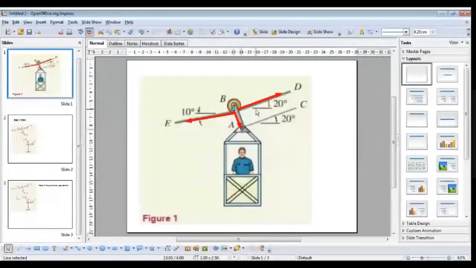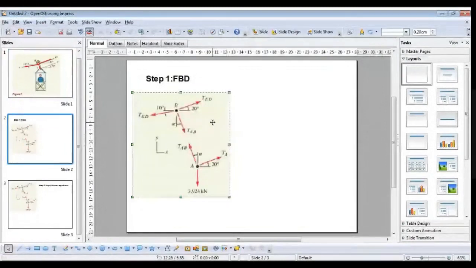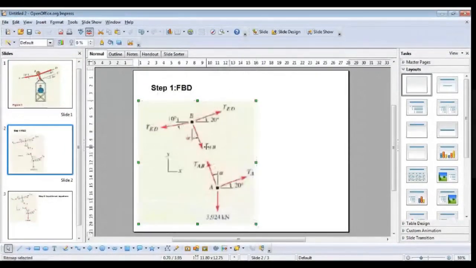The force FBD makes an angle of 20 degrees with the horizontal. The force FBE makes an angle of 10 degrees with the horizontal. And the force FAB, we don't know what angle it makes with the horizontal or vertical. Let's assume that it makes an angle of alpha with the vertical. So that completes the free body diagram of joint B, which is shown over here. I have labeled all the forces, and I have shown all the angles which are known to me and also the angles which are unknown to me.